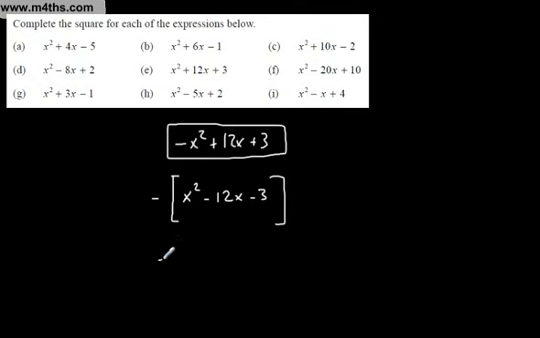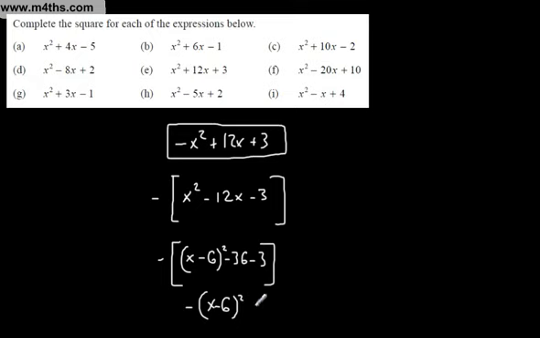We just go ahead and complete the square inside these square brackets. So x, and take half the coefficient, so it's going to be (x - 6) all squared, minus 36, minus 3. So I've taken half the coefficient and squared it. What we now do is run the negative back through, so we get negative (x - 6) all squared, minus 39 becomes plus 39.